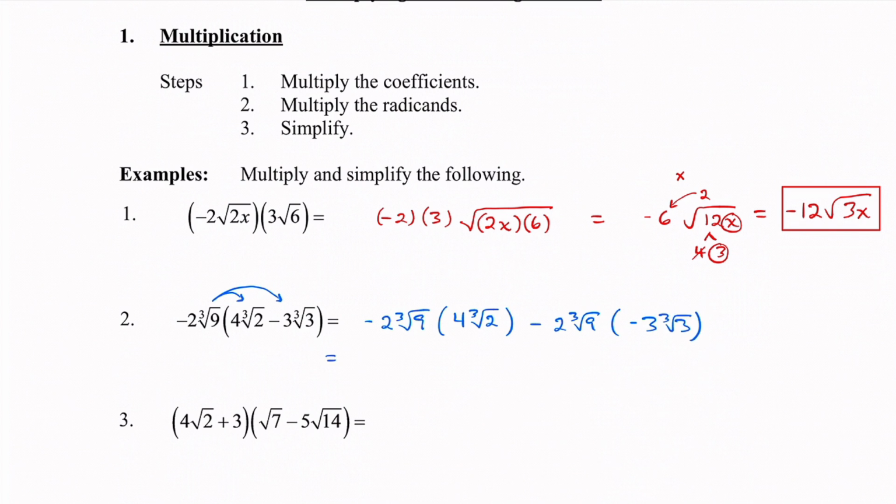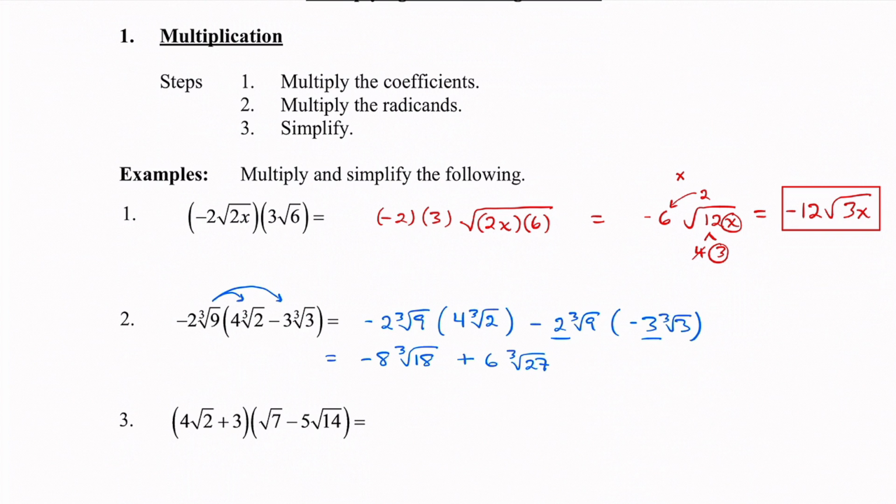So now we can multiply those. So again, we multiply coefficient with coefficient. So -2 times 4, that's -8. And then cube root 9 times cube root 2, multiply the radicands. So that's 18. And then this is a cube root. And then with our second one, we got a minus and a minus. So those two negatives are going to cancel out. We're going to get something positive. And then 2 times 3 is 6. And then multiplying our cube roots, 9 times 3 gives us 27.